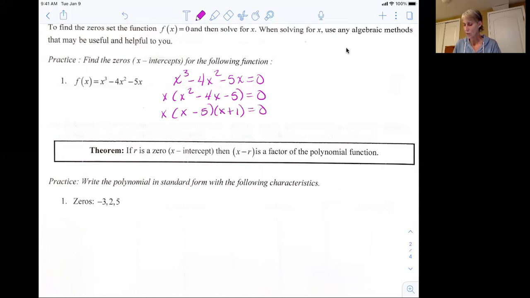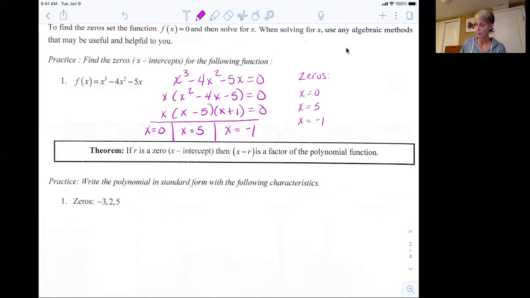If we set each factor equal to 0, like you've done in your previous classes, we get x equals 0, x equals 5, and x equals -1. Okay, so our zeros are x equals 0, x equals 5, and x equals -1.